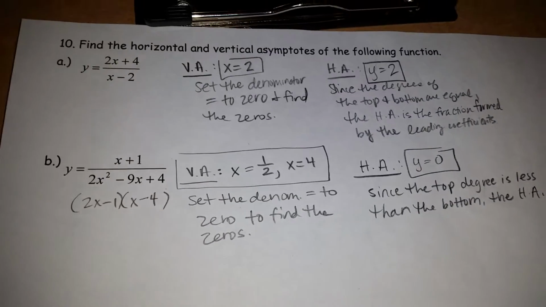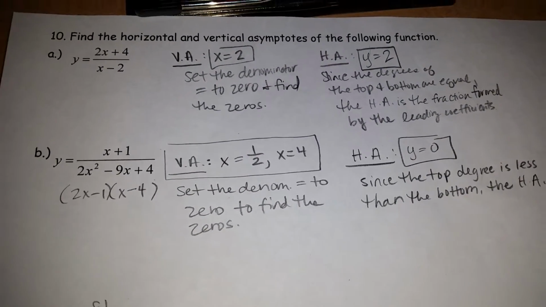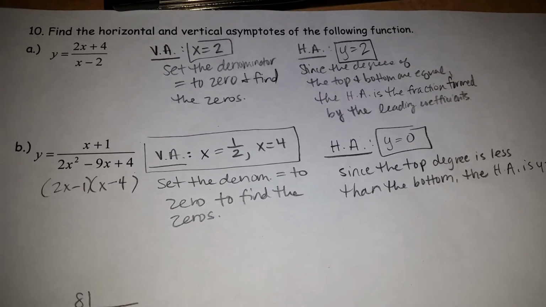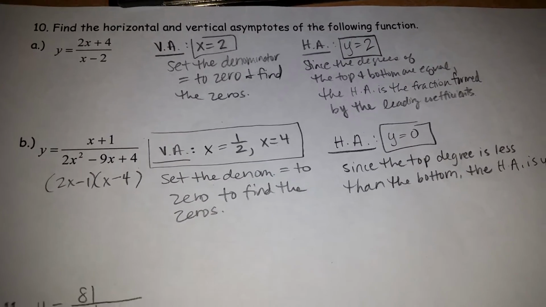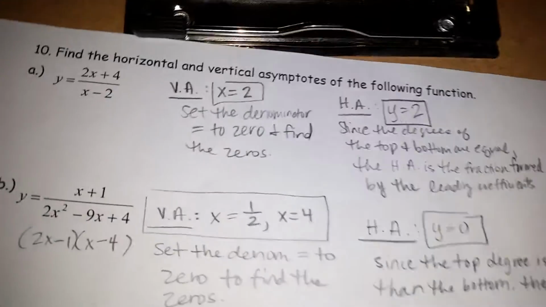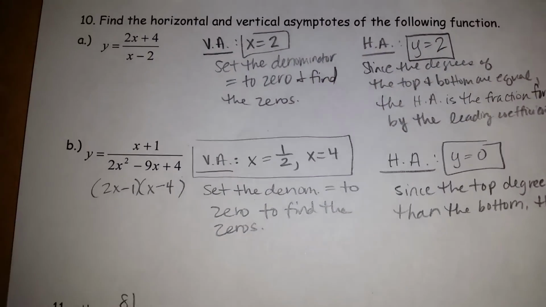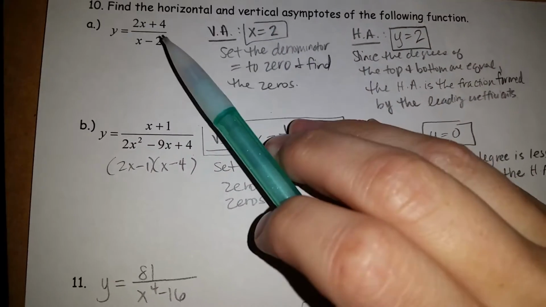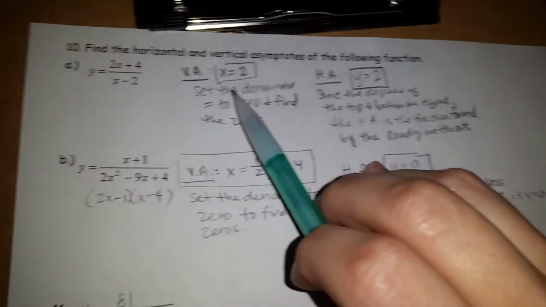Okay, we're going to go over number 10, which is finding horizontal and vertical asymptotes of the following function. So for the vertical asymptotes, to find those, you're going to set the denominator equal to 0 and find the zeros. Your copy says that you need to explain how you found them, which is why I have those written down. So for the vertical asymptotes, set x minus 2 equal to 0 and solve, you get x equals 2.